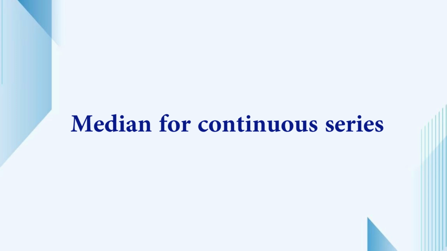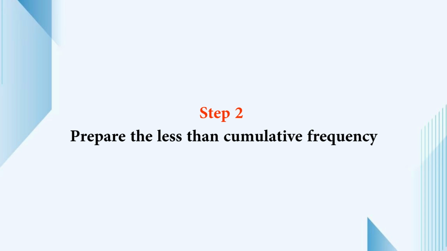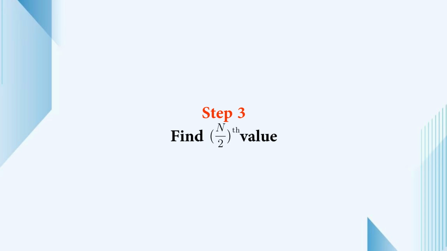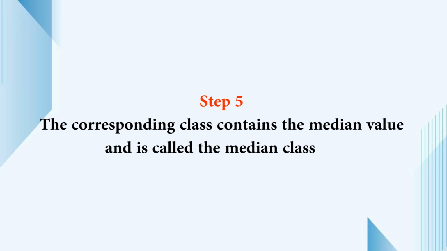Now let us see how to compute median for continuous series. First, arrange the data in ascending order of magnitude. Then, prepare the less than cumulative frequency. After that, find the n by 2th value. Now, see the cumulative frequency just greater than the n by 2th value. The corresponding class contains the median value and it is called the median class.